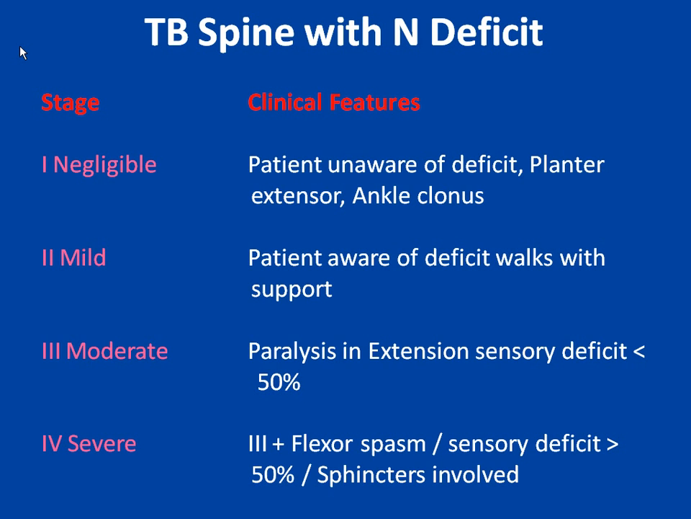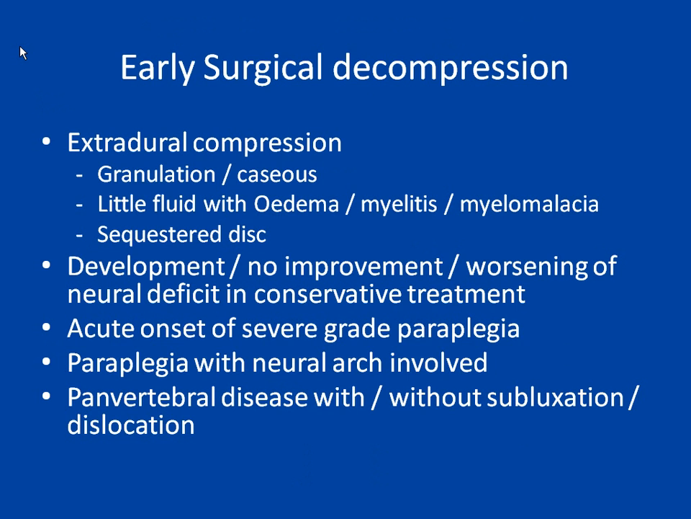While in severe cases, it's a flexor spasm, the patient presents with flexor spasm and more than 50% deficit with sphincteric involvement. This gives us a guideline to prepare these patients for surgical decompression. Now, there are certain definite indications for early surgical decompression in these patients, where there is extradural compression and we find there is a granulation or a caseous material.